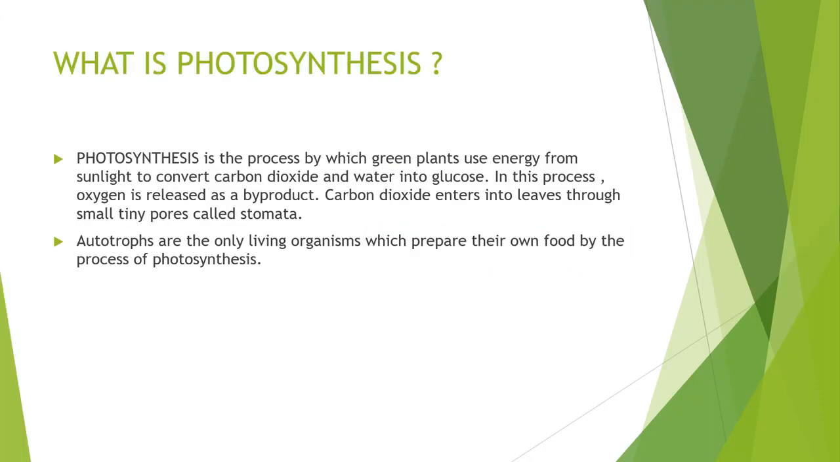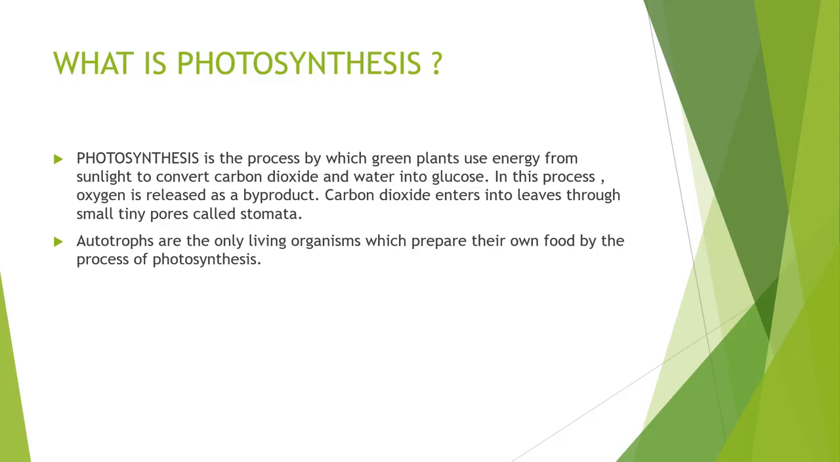Students, in this slide, we will know what is photosynthesis. As you know, all living organisms, despite their great diversity in shape and size, show similarities in their activities. They all need food for growth and energy. All animals, including human beings, depend on plants for their food. Hence, they are called heterotrophs. As you already know, green plants prepare their own food and hence they are called autotrophs.